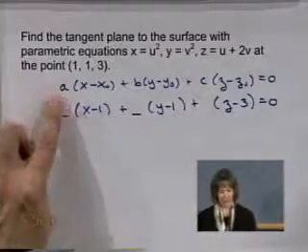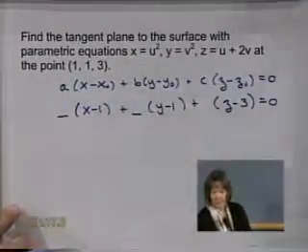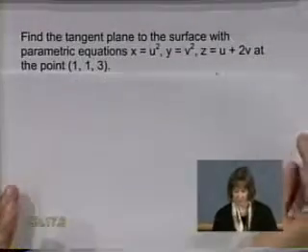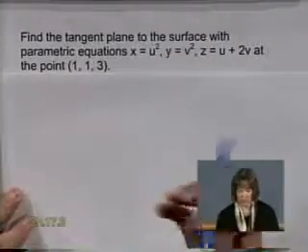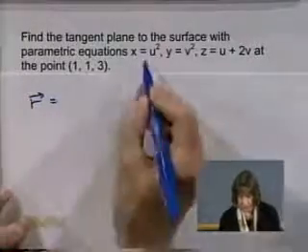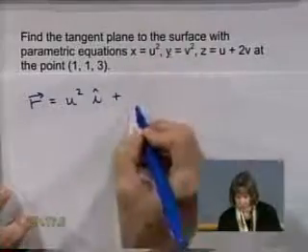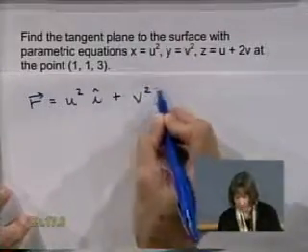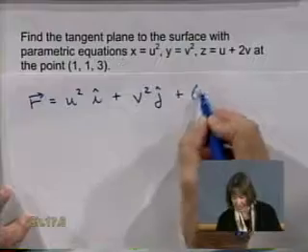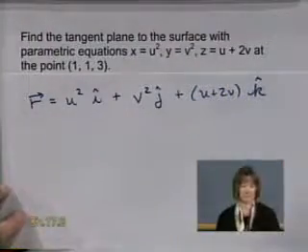We have to find the vector a, b, c. How are we going to do that? Well, first, let's write our equation of our surface as a vector. r is equal to x, which is u squared times i, plus y, which is v squared times j, plus z, which is u plus 2v times k.